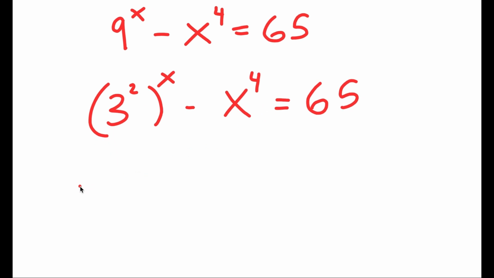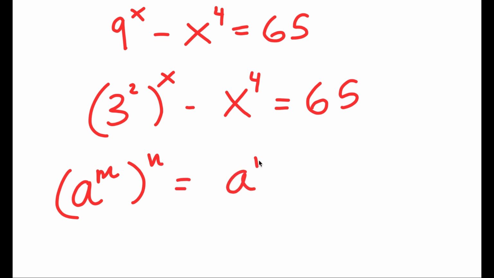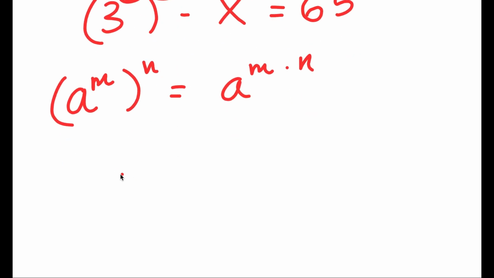And if I have something in the form a to the power of m to the power of n, this is equal to a to the power of m times n, meaning this 2 and x can multiply. So now I get 3 to the power of 2x minus x to the power of 4 is equal to 65.